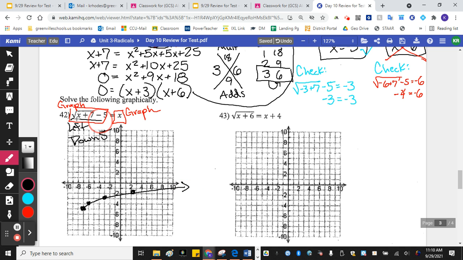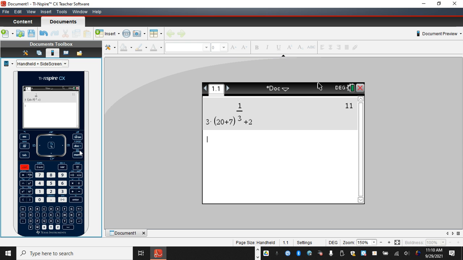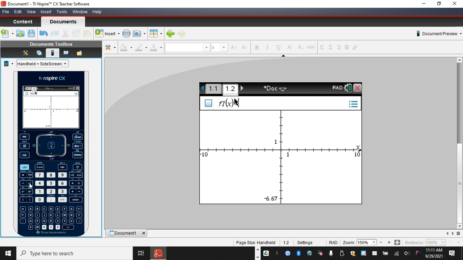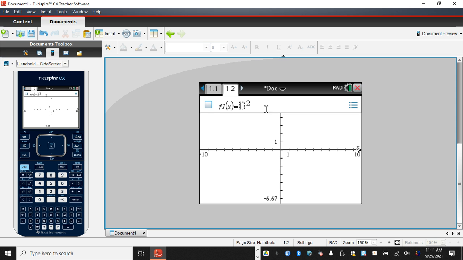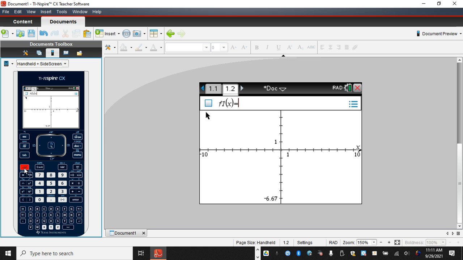So that's the left side. Guess what? You have a graphing calculator. Graph it in your graphing calculator. Square root of x plus 7 minus 5.